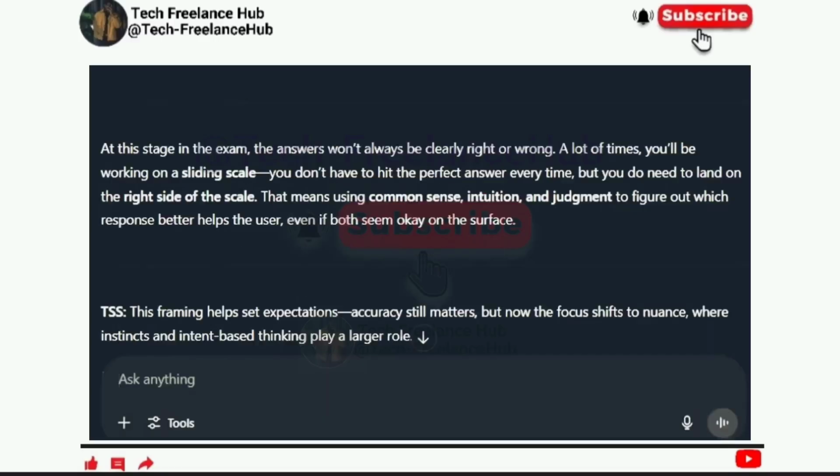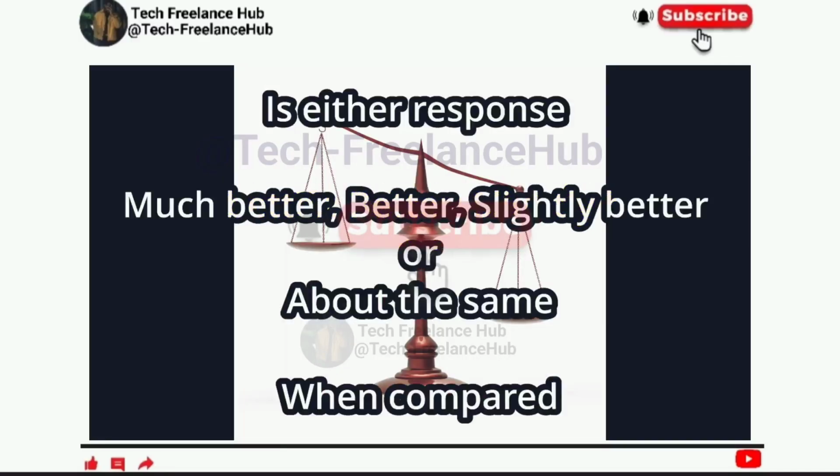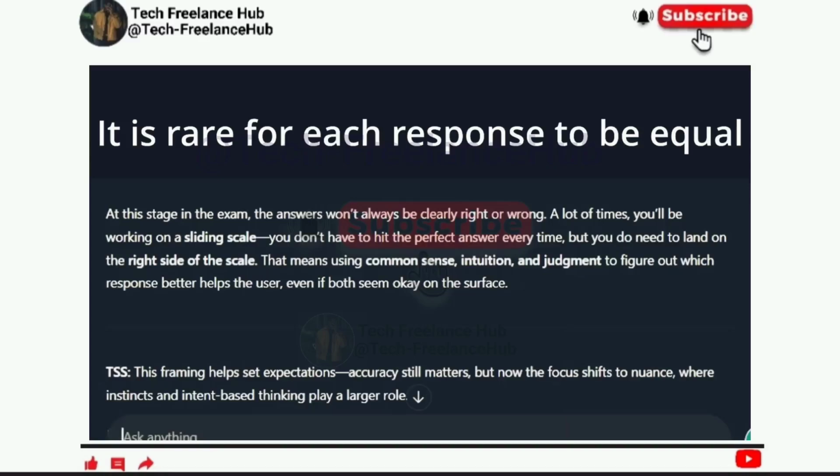At this stage in the exam, the answers won't always be clearly right or wrong. A lot of times we'll be working on a sliding scale. You don't have to hit the perfect answer every single time, but you do need to land on the right side of the scale. That means using common sense, intuition, and judgment to figure out which response better helps the user, even if both seem okay on the surface.